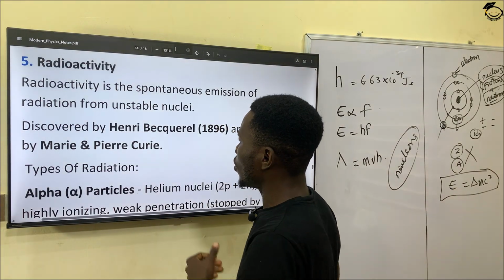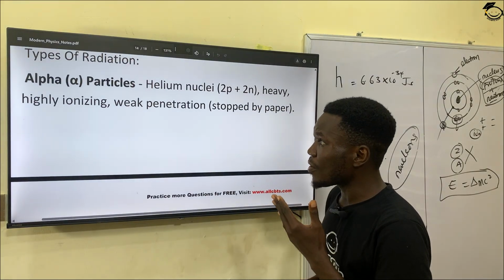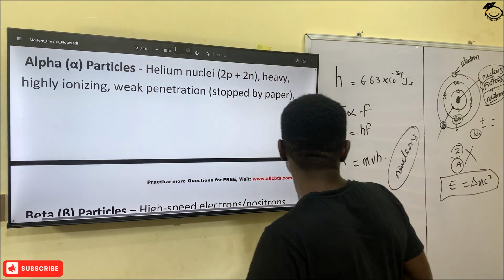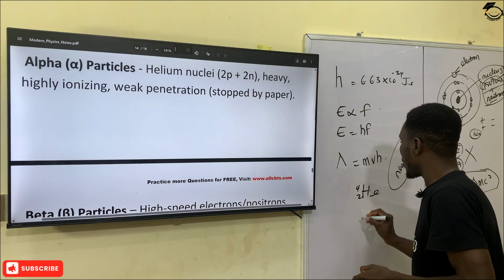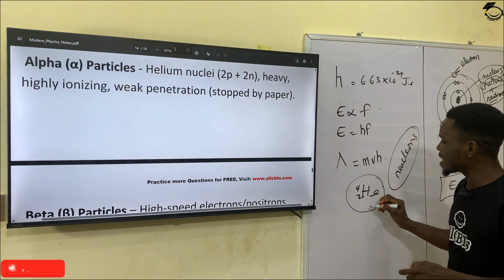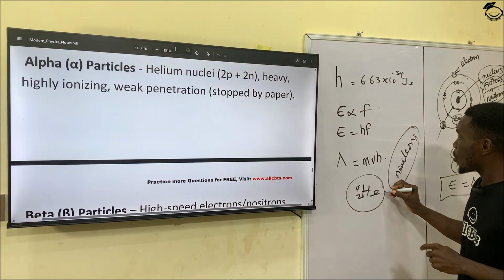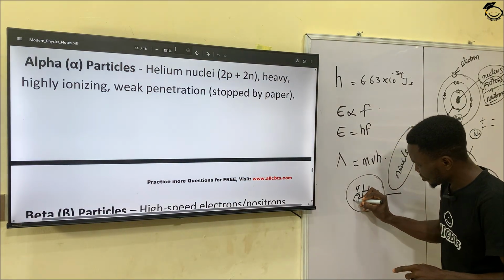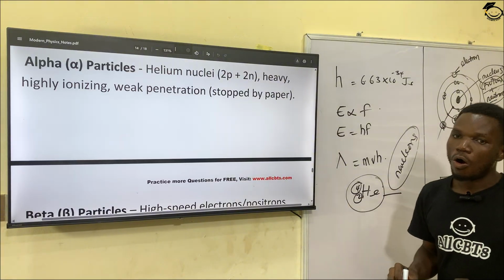Moving on. The alpha particle, or alpha radiation, is made up of helium particles. So we have helium 4, 2. This is what is emitted as an alpha particle. So if, for example, your uranium emits this, it is reduced by an atomic number of 2, and it is reduced by a mass number of 4.